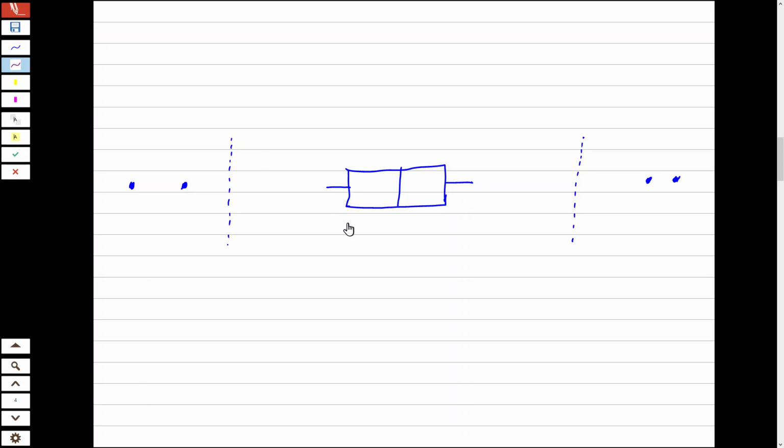All right, so let's review. What's this line here? Q1. This one? Median. And this one? Very good. All right.